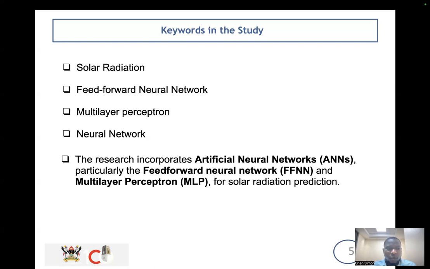Then for neural networks generally, this is a general computational model that's trying to imitate the structure of the brain, and communication is done to imitate how the brain operates. And the research incorporates some of these techniques.